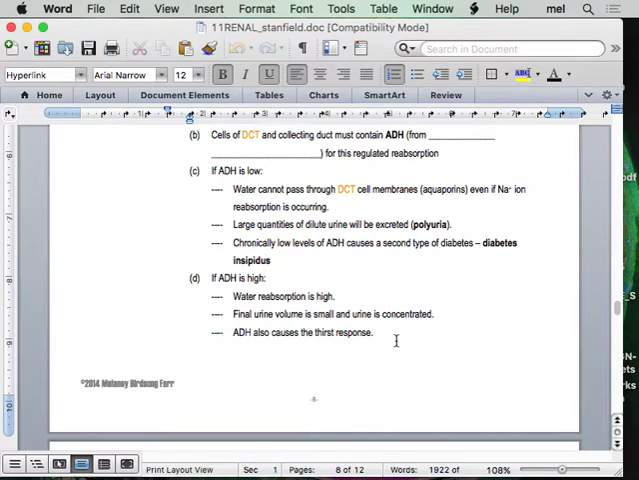So what's going to happen here is if I detect hypertonic, low volume blood, I'm going to release ADH, I'm going to do a whole bunch of reabsorption, and I'm not going to pee very much. And ADH is also what causes you to be thirsty. So it causes the thirst response, which doesn't fix the problem instantaneously, but can fix it long term.